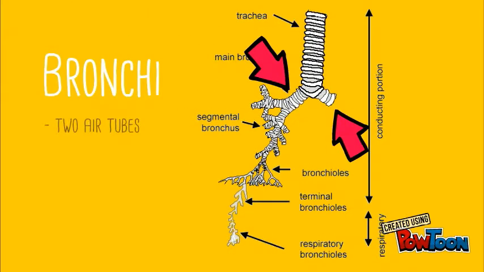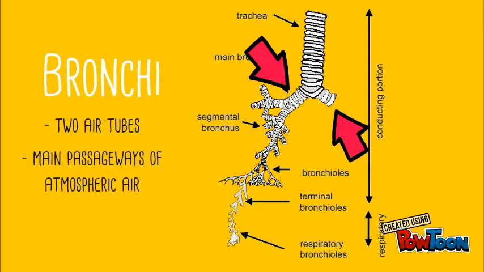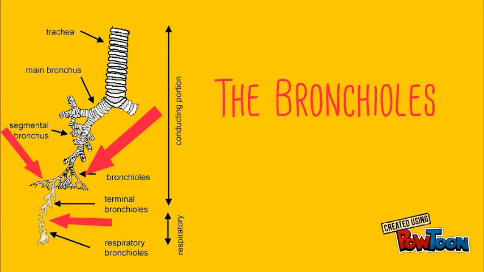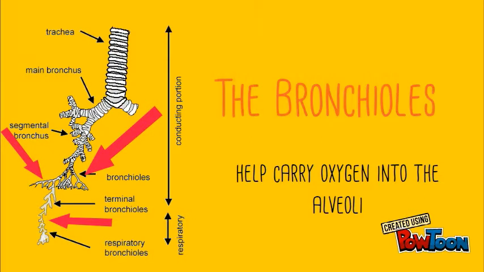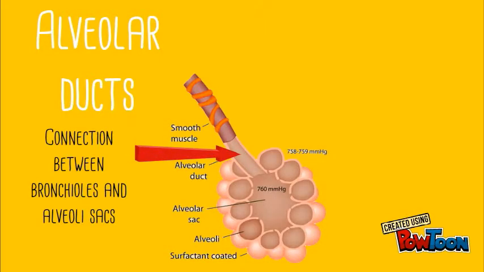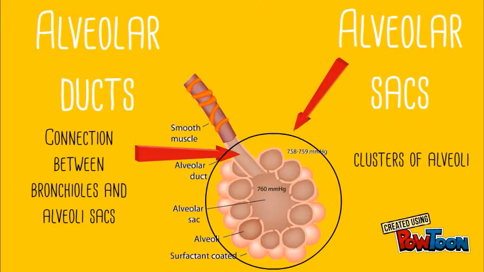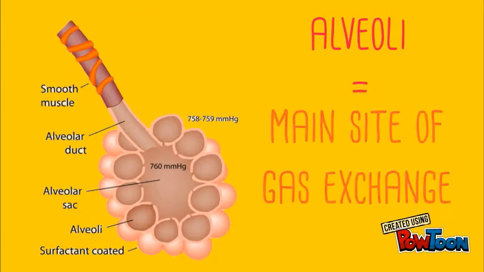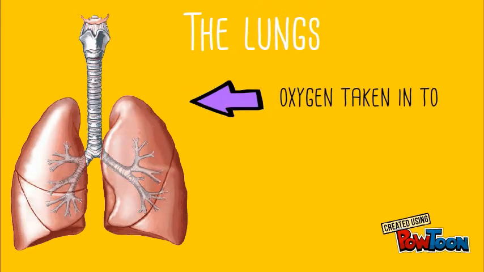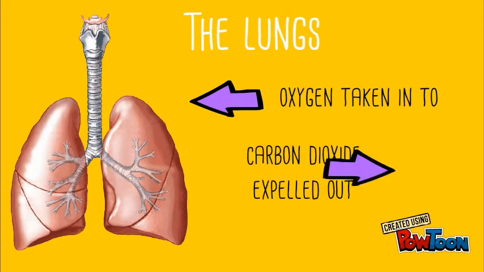The bronchi are the two air tubes that are the main passageway of atmospheric air directly into the lungs. The bronchi further branch into the bronchioles, which help to carry oxygen into the alveoli. The alveolar ducts serve as this connection between the bronchioles and the alveolar sacs. The alveolar sacs are clusters of alveoli, which are the main site of gaseous exchange. This is able to be done through a thin layer of squamous epithelium. Ultimately, the lungs are the main organ of the respiratory system, where oxygen is taken into and transported around the body, and carbon dioxide is removed from the blood and then expelled out.